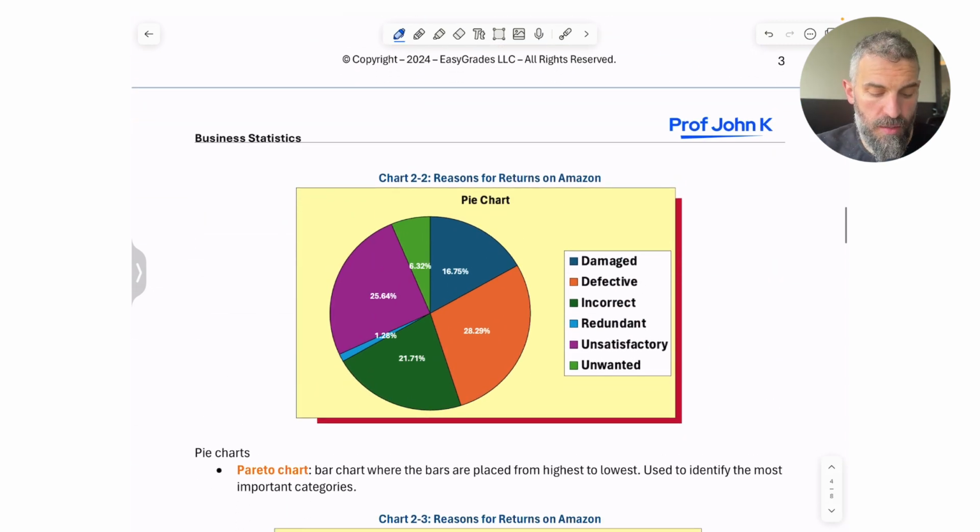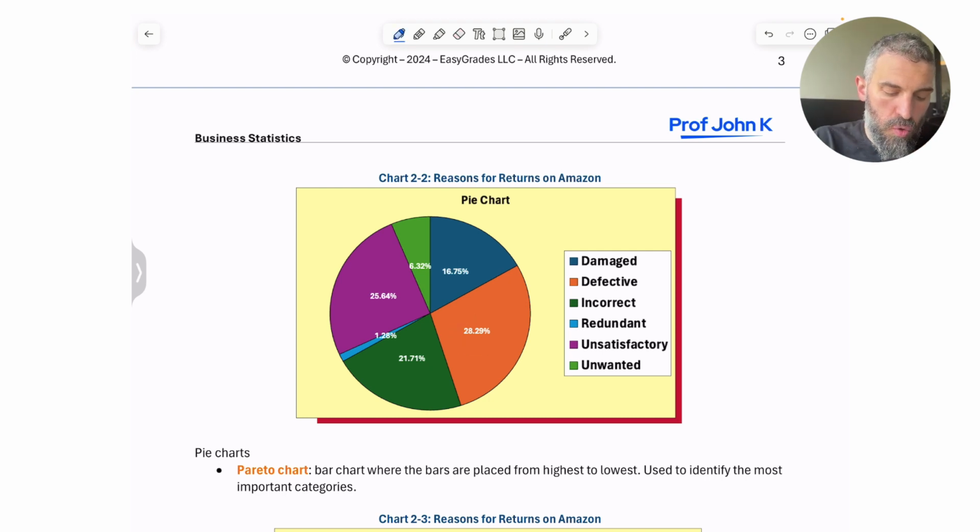Another really common one that I'm sure you've seen is the pie chart. It's the same data here. These are the reasons for the returns on Amazon, but the pie chart is basically showing it to you in a different way, where of course you take a circle, and then the larger the slice, the more important that category is. So here we don't really see frequencies. Instead, we see more of a relative frequency, right?